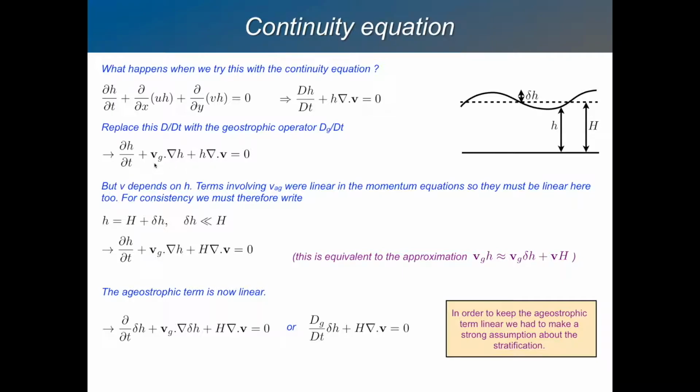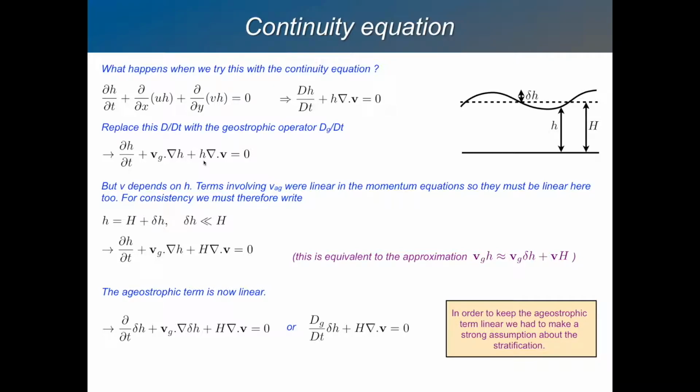Now, this is fine, Vg dot grad h, that's all right. But h grad dot v, that's a bit tricky, because it looks like a linear term, doesn't it, in v, because remember v contains the ageostrophic part, so the term needs to be linear in that. Trouble is, h also depends on v, right? Because h is a variable in the equation set. So if we got h times v, that could be nonlinear if it depends on the ageostrophic flow.